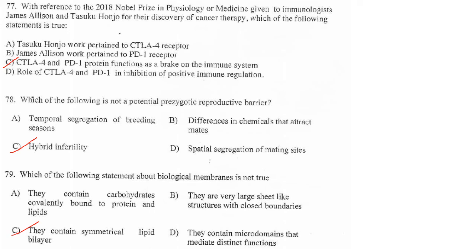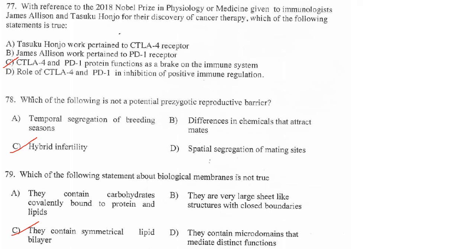The next one, which of the following is not a potential pre-zygotic reproductive barrier? So it is hybrid infertility. It is a post-zygotic mechanism. Answer is option C. Then which of the following statements about biological membranes is not true?